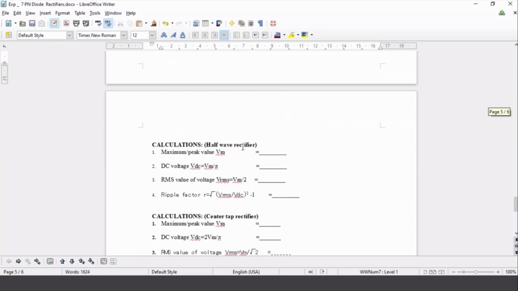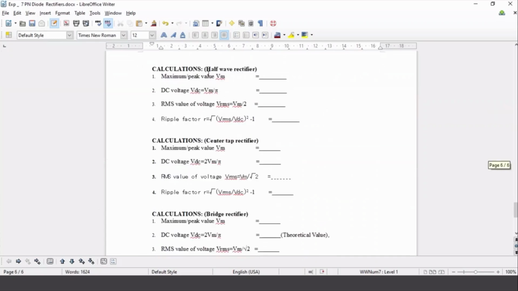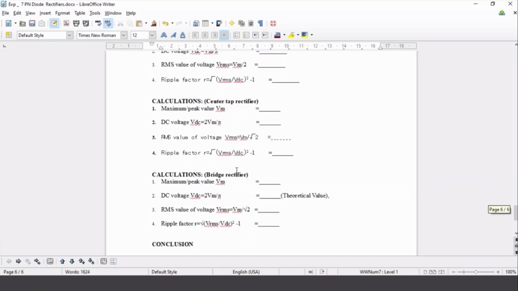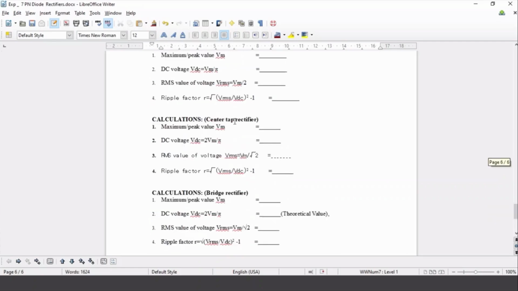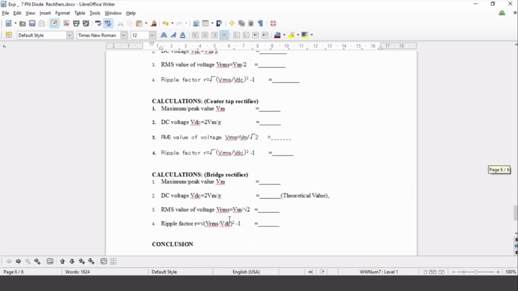And these are the calculation portions for all the 3 cases: half wave rectifier, center tap rectifier, and bridge rectifier. What we need to find out: peak value is Vm, average value is Vm by pi, we have derived. RMS value is Vm by 2 for our half wave rectifier, and ripple factor we need to find. Similarly for center tapped as well as bridge rectifier. These I have already derived. Center tapped is also derived. Bridge rectifier is the same as that of center tapped rectifier.